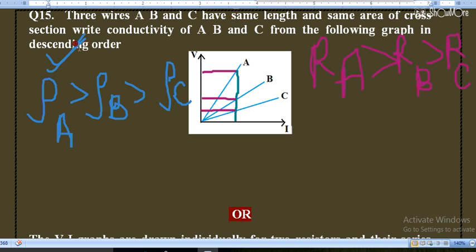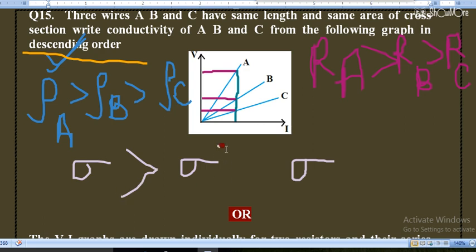Now we have to write the conductivity in the descending order. When I am talking about conductivity in the descending order, then obviously the lowest conductivity will come here. So minimum conductivity, maximum resistivity, maximum resistance. Conductivity will be less for the one whose resistance is highest. So rho is less, sigma A will come here, sigma B will come here, and sigma C will come here. So this will be the order.